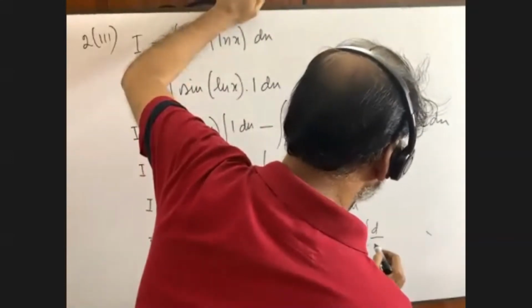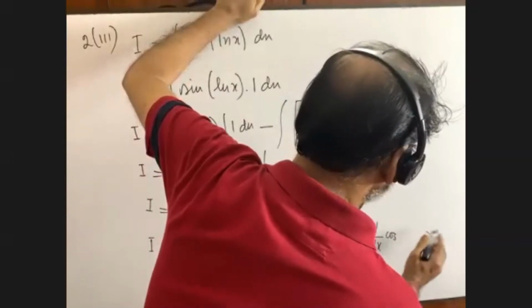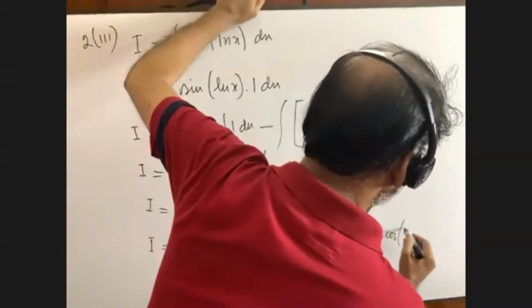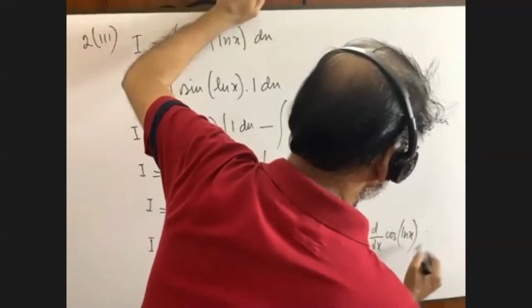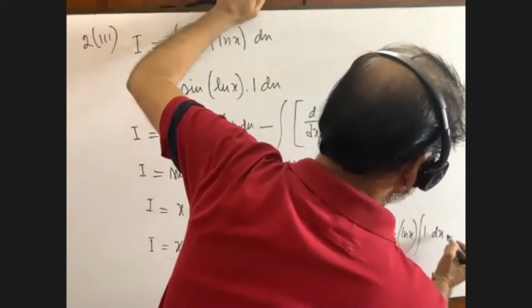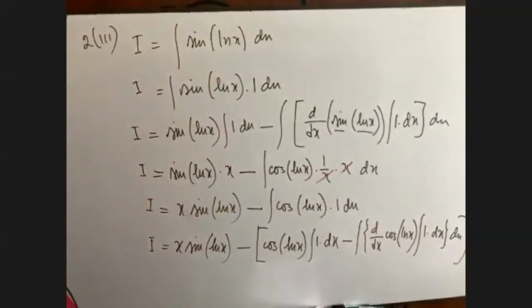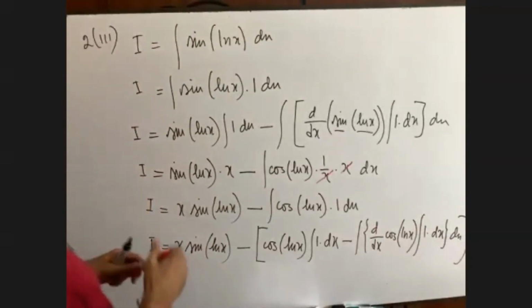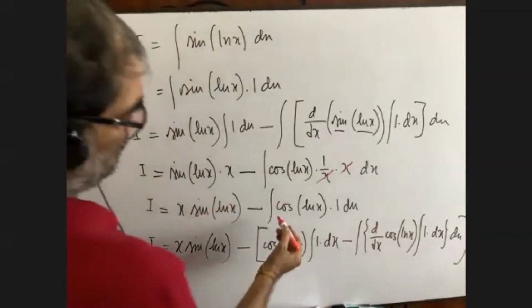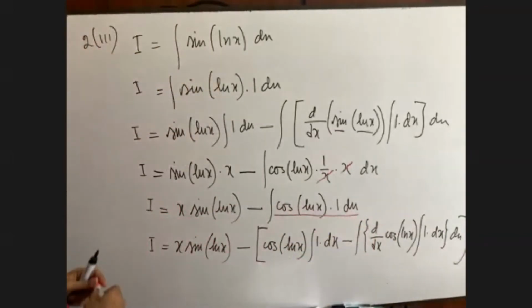D by dx cosine ln x. Okay. Then again integration sign 1 dx. Second bracket is done. Again dx. Top to bottom third bracket. Let's try to understand this math. You see, in one math, we have another formula. Have you seen?